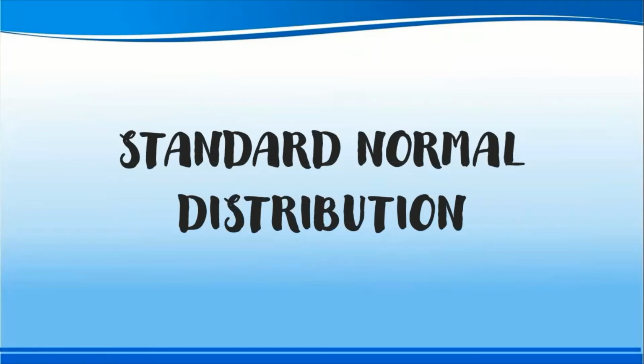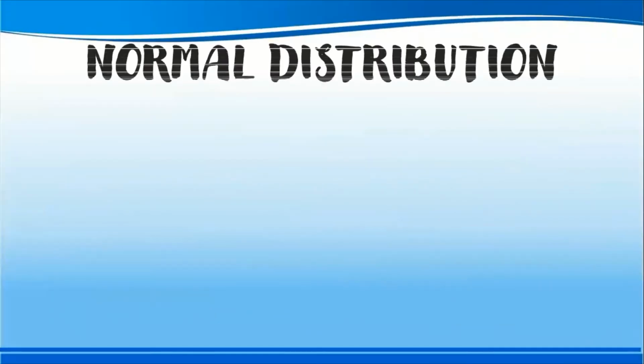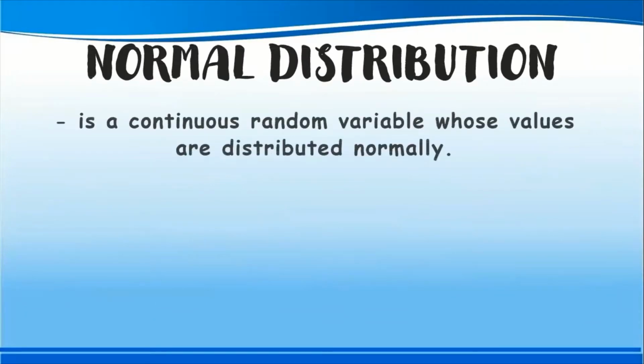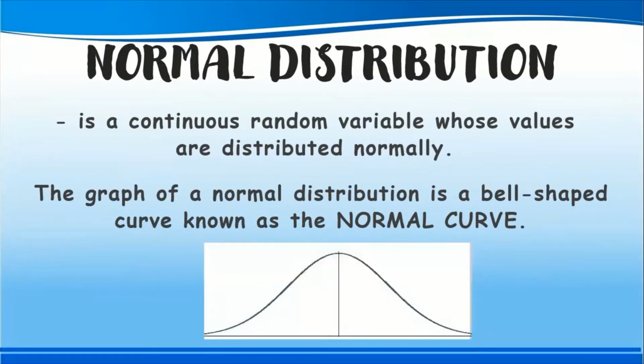Before I proceed, let's have a short review of the previous lesson. Last time, we discussed the normal distribution, and by definition, it is a continuous random variable whose values are distributed normally. Its graph is a bell-shaped curve, also known as the normal curve. Now, the graph of a normal distribution depends on two values, the mean and the standard deviation.